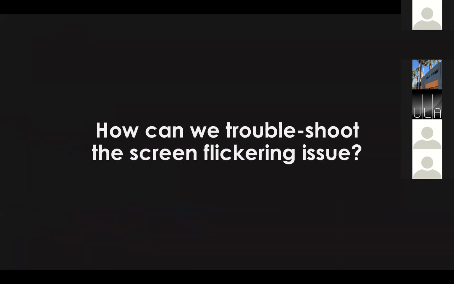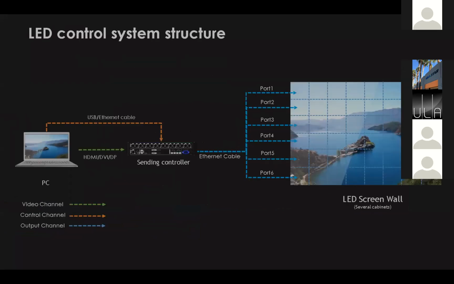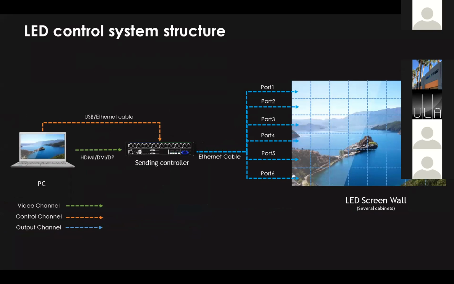After the tools we need, we will say screen flickering issue now. And now we can see the screen is finished. And if we want to show the image, we need to build the basic structure of the LED control system. And here we can see the control computer.